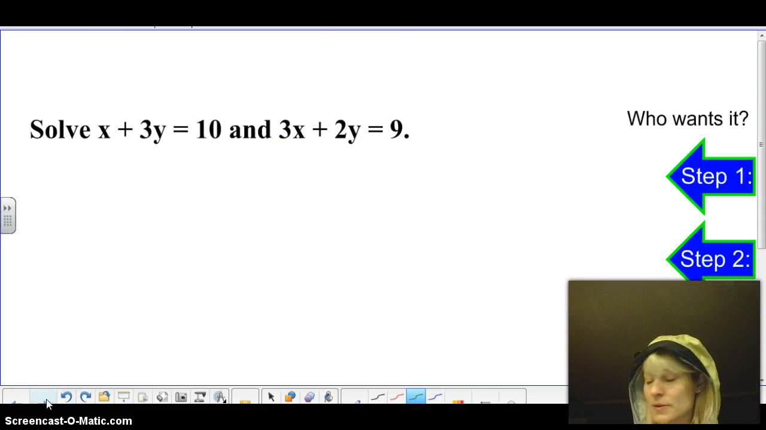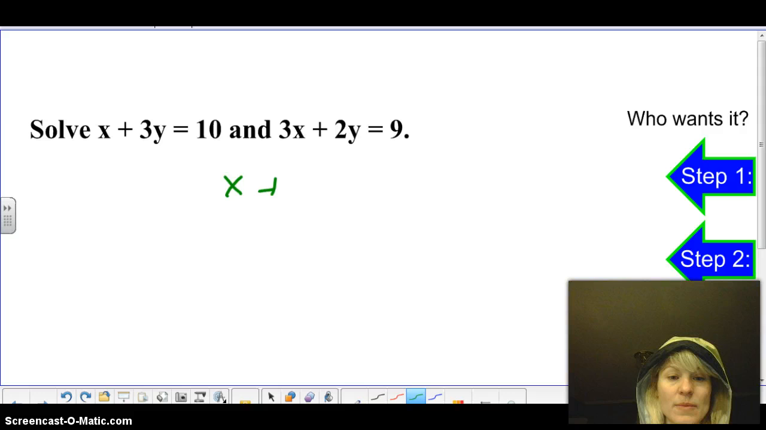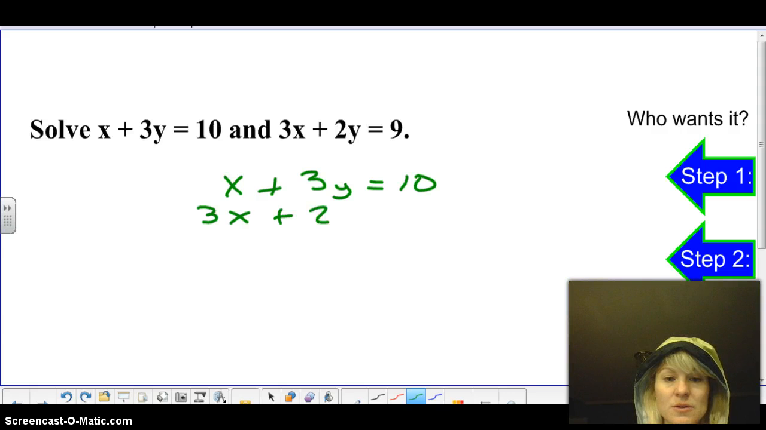Here I have two linear lines. I can tell because they're linear because they're in standard form. So again, I'm going to line these up. I have x plus 3y equals 10, and then I have 3x plus 2y equals 9.